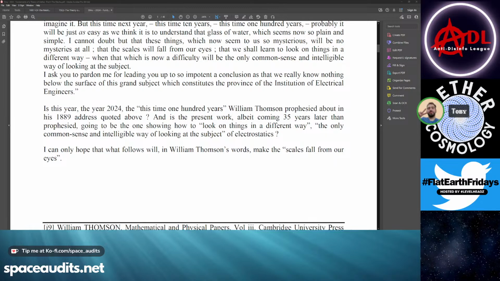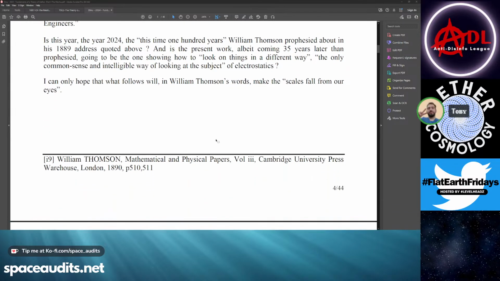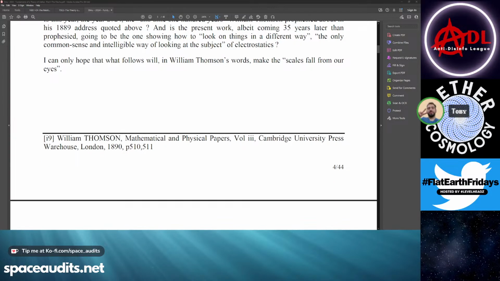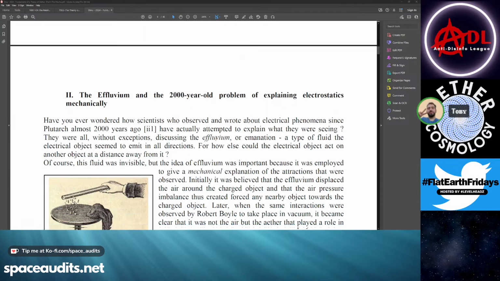In this year, the year 2024, this time 100 years, William Thomson prophesied about in his 1889 address quoted above, and is the present work, albeit 35 years later than prophesied, going to be the one showing how to look on things in a different way, quote unquote? Quote, the only common sense and intelligible way of looking at the subject, quote, of electrostatics. I can only hope that what follows will, in William Thomson's words, make the scales fall from our eyes, quote unquote. And he's referencing William Thomson.